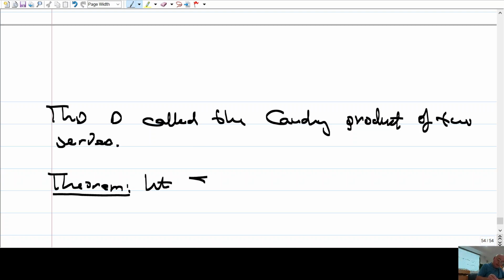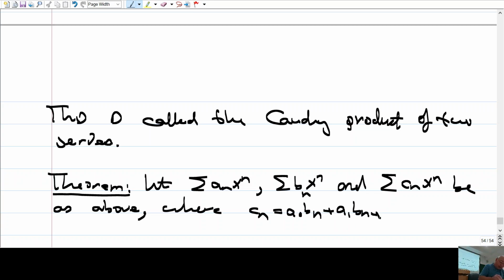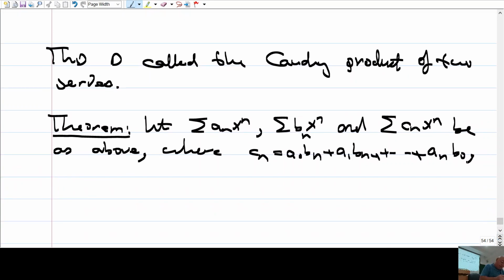Let A_n x^n, B_n x^n, and C_n x^n be as above, where C_n is this: A0 B_n, A1 B_{n-1}, up to A_n B0, for all n. Then the conclusion is this.